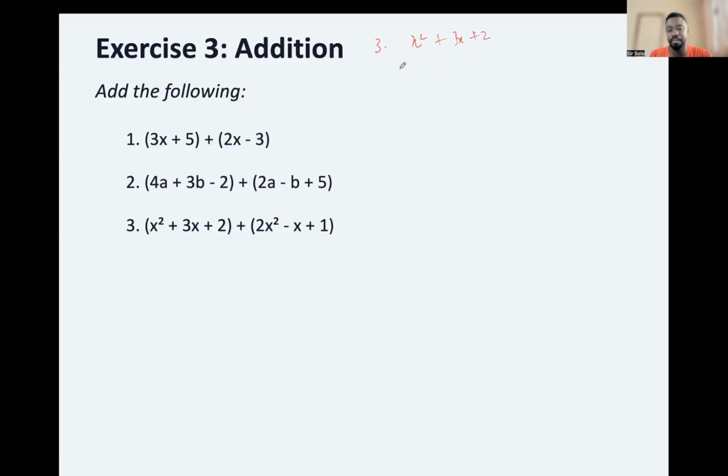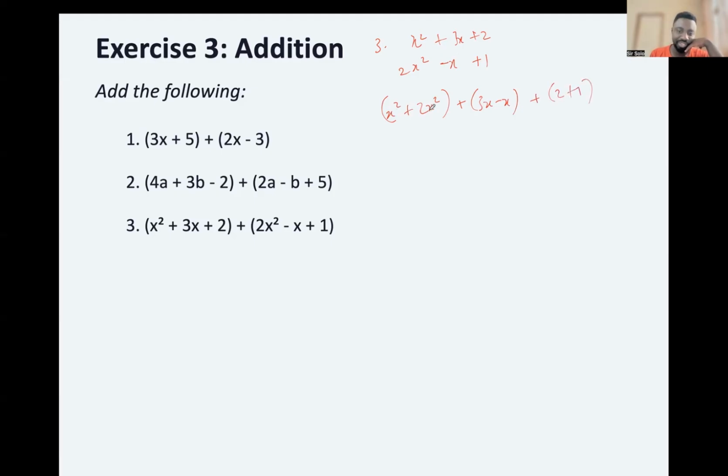Plus 2. And we have 2s squared minus x plus 1. You write it under, right? Now for a group item, here s squared, s squared. So we can keep it together in one bracket. 2s squared plus 3x minus x plus 2 plus 1.